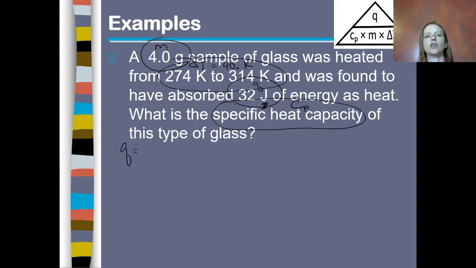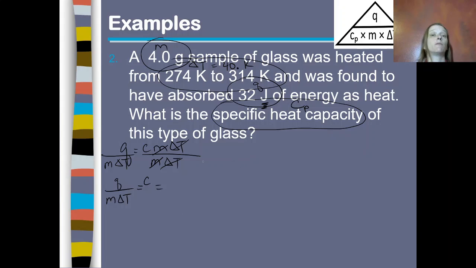So with my equation, Q equals C times M times delta T, I want to solve for C. C is being multiplied by M and delta T, so I want to divide those away. Divide away the M, divide away the delta T. But if I do that to the right side of the equation, I need to do that to the left side of the equation as well. The M goes away because I divided it away. The delta T goes away because I divided it away. And I'm left with the equation C equals Q divided by M times delta T.